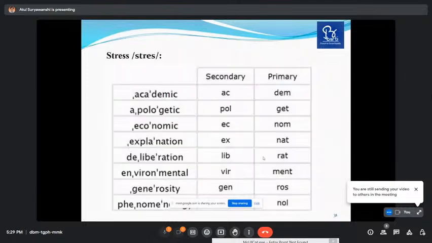The next is about stress and intonation. So what is stress? Stress is nothing but the prominence given to a certain syllable. So this is known as stress.